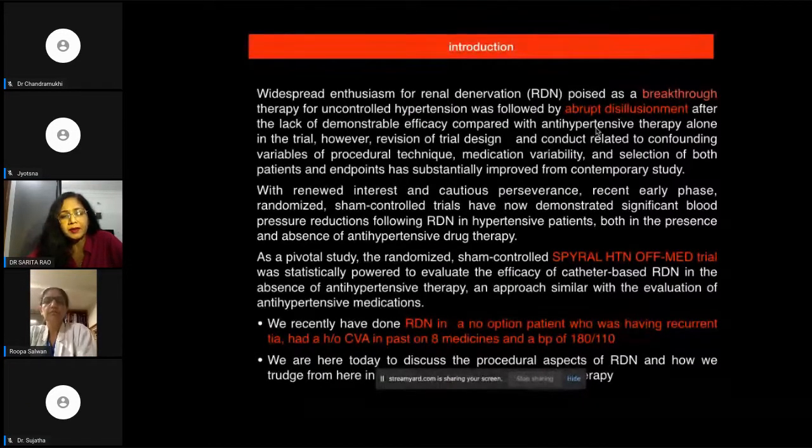Recently, we've done a renal denervation therapy in a no-option patient who was having recurrent transient ischemic attacks. He also had a history of a cerebrovascular accident in the past. He was on 8 medications, and he was still maintaining a blood pressure of 180 by 110. So this was the first case in which we used the Symplicity Spyral catheter in central India. So today I'm here to discuss the procedural aspects of renal denervation therapy and how we trudged from here.